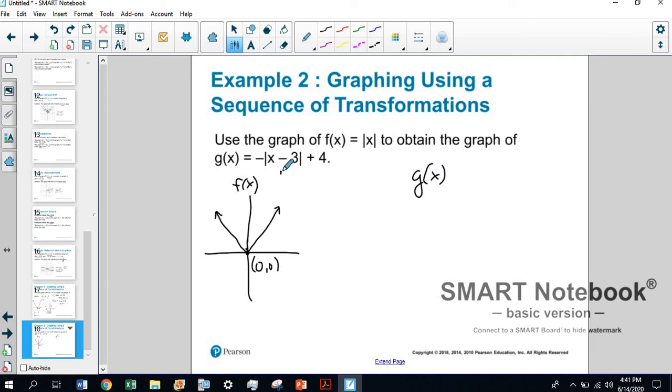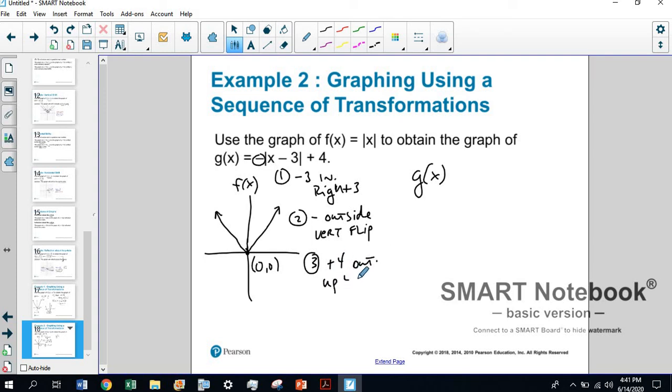Okay, so what happens here? The first thing you do is subtract 3 inside, and so that's to the right 3. Then this time we have something new. We have a negative out front. That happens before the plus 4. And so you have a negative outside. What's that? A vertical flip. That's top to bottom, bottom to top. And then the third thing you have is the plus 4 on the outside. And so that is an up 4.